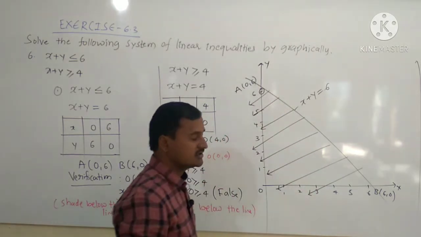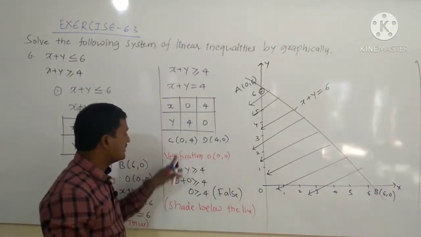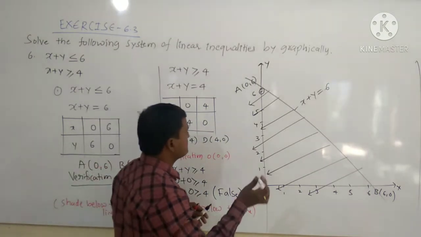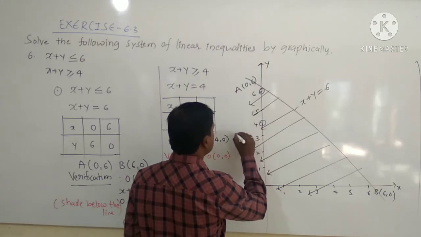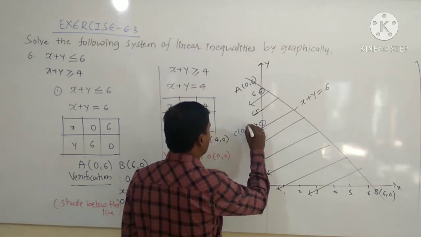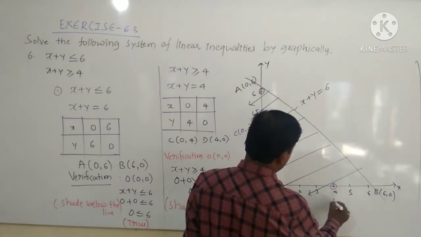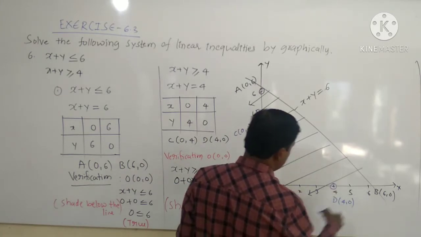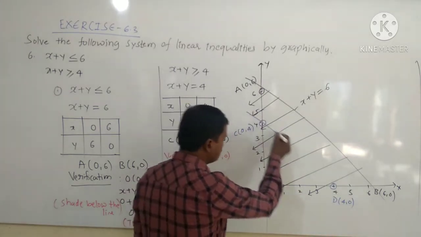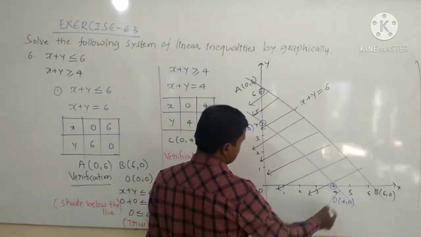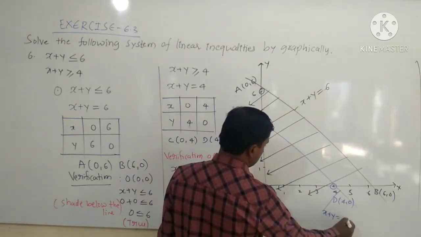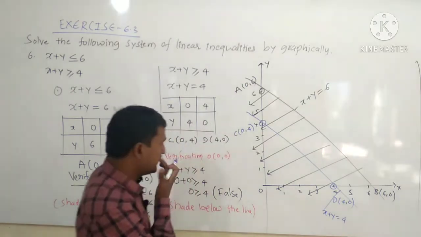Next, you go for the second one, 0 comma 4. This is point C, 0 comma 4, and point D, 4 comma 0. Again, join these two. It represents x plus y equal to 4. Now you have to shade.